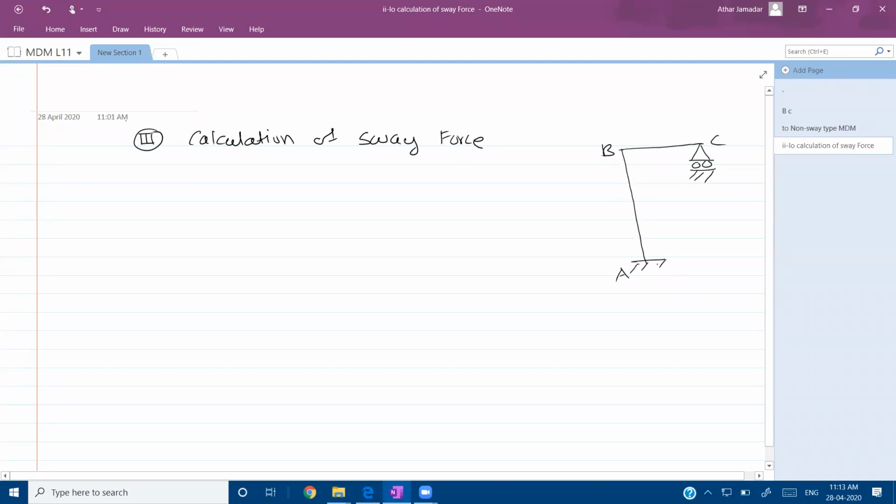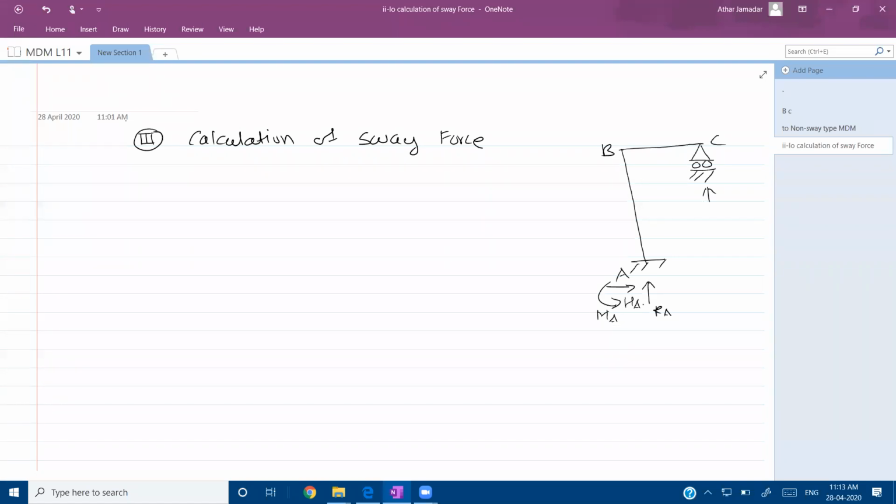So we have seen that at a fixed support there are three types of forces acting: one vertical force, one horizontal force, and one moment. At a roller support there is only one vertical force acting. So if we name the reaction forces at support A, this is going to be Ra, this is going to be Ma, and this horizontal reaction is going to be Ha. We have to find this Ha reaction to calculate the sway force. That means we have to calculate the unbalanced sway force acting on the portal frame.